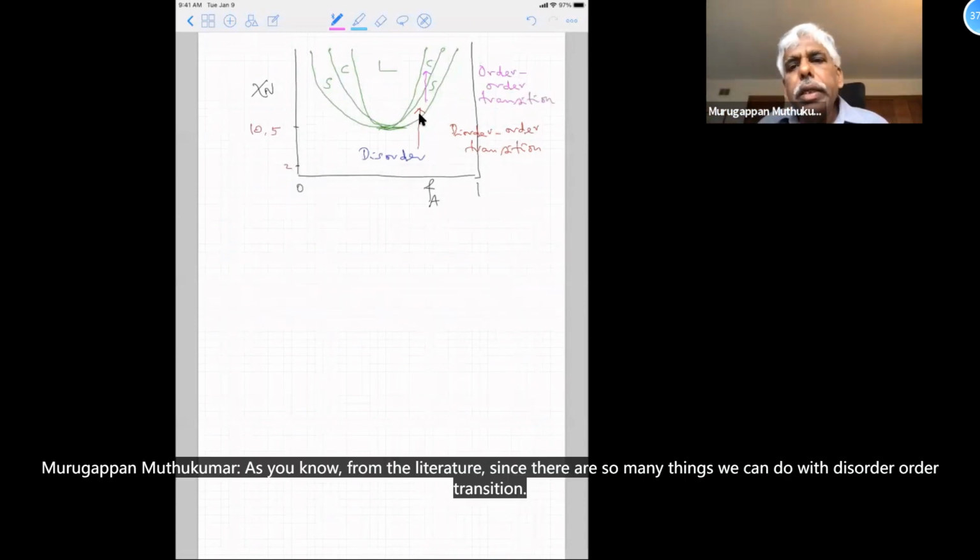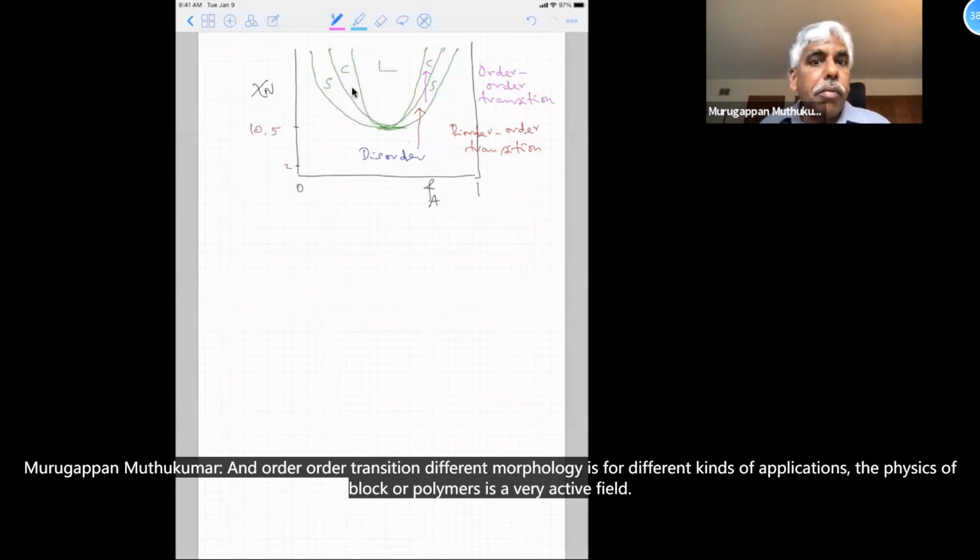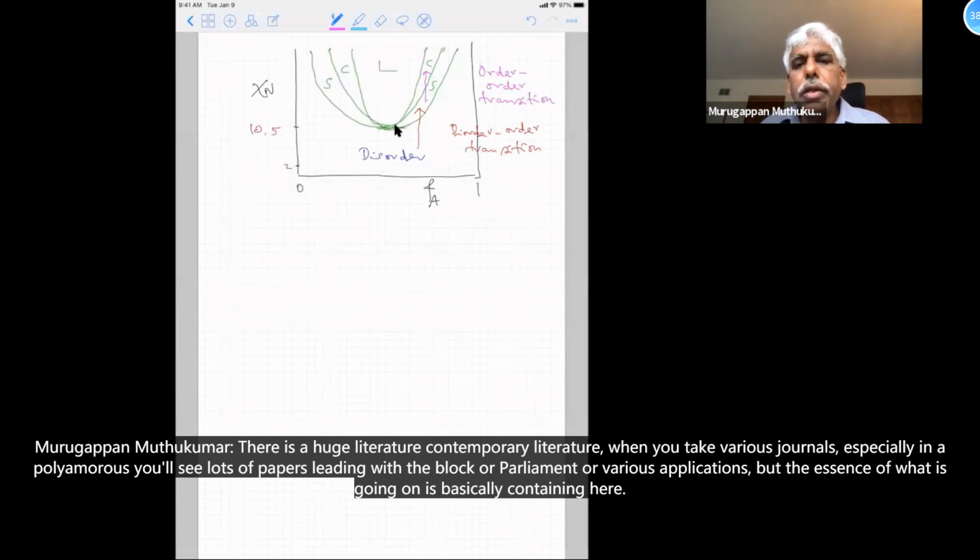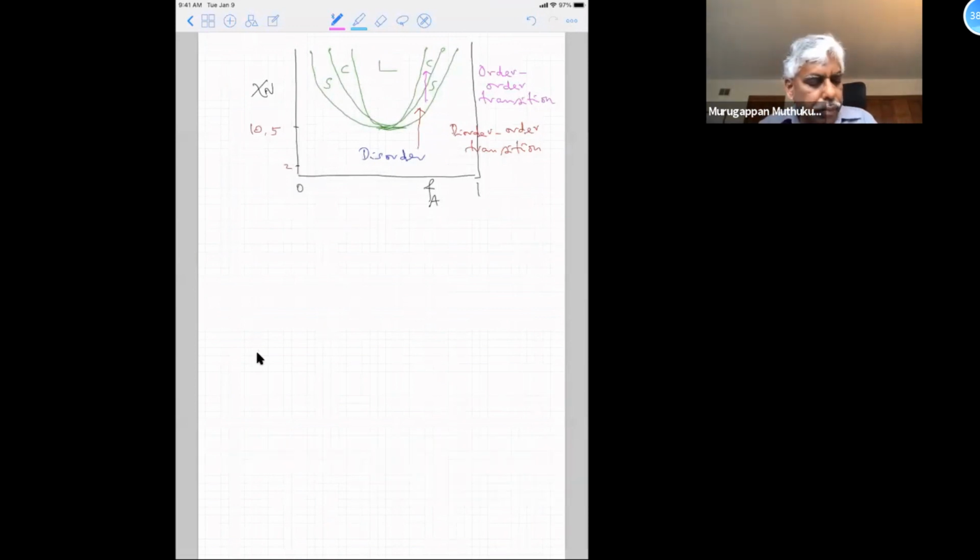As you know from the literature, since there are so many things we can do with disorder-order transition and order-order transition, different morphologies for different kinds of applications, the physics of block copolymers is a very active field. There is a huge contemporary literature. When you take various journals, especially in polymers, you'll see lots of papers dealing with block copolymers for various applications. But the essence of what is going on is basically contained in here.